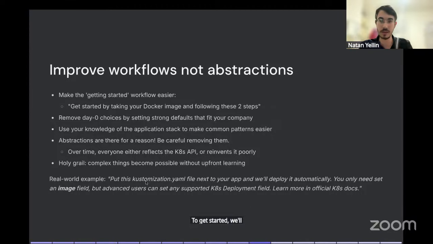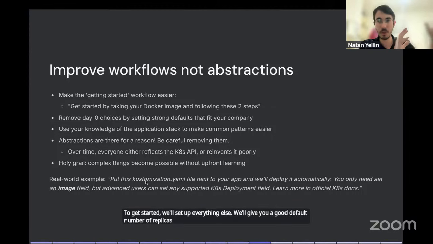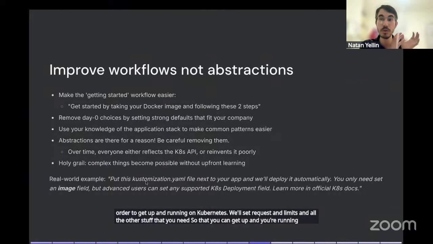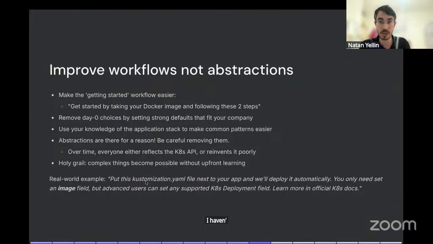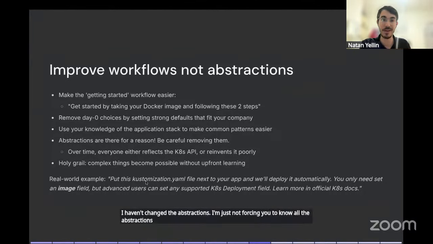We'll give you a good default number of replicas. We'll give you all the default things that you need in order to get up and running on Kubernetes. We'll set up requests and limits and all the other stuff that you need so that you can get up and running with your application. All you did was give me a Docker image. I haven't changed the abstractions. I'm just not forcing you to know all the abstractions that Kubernetes provides from day one.